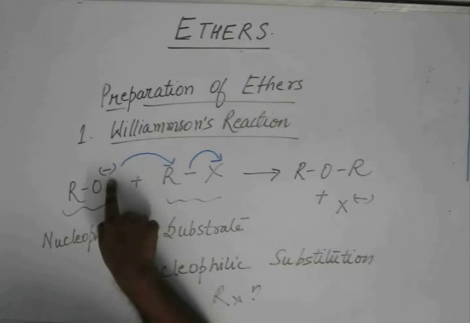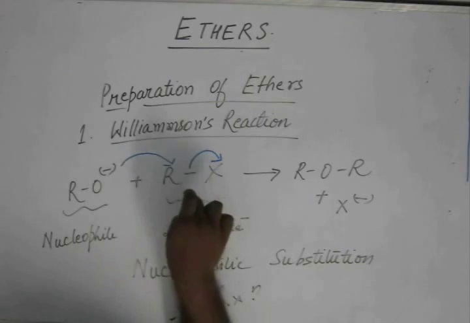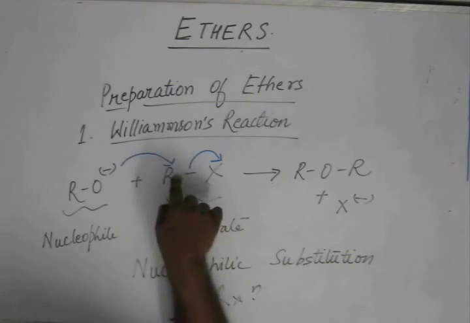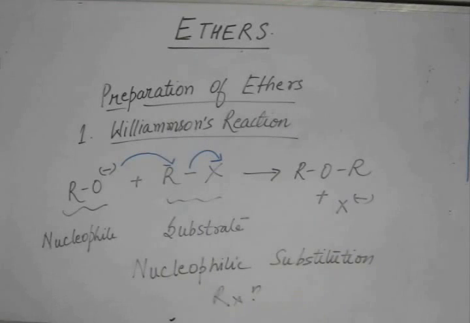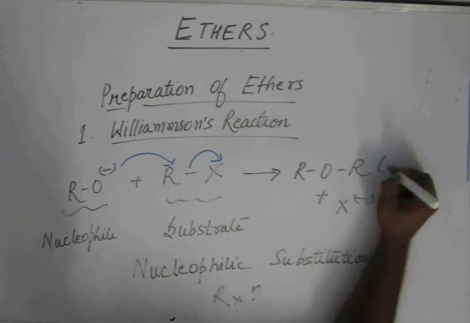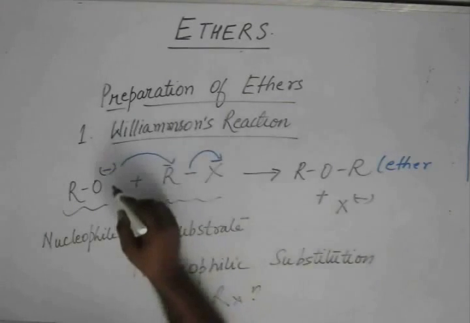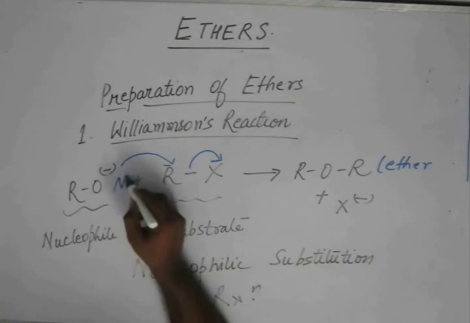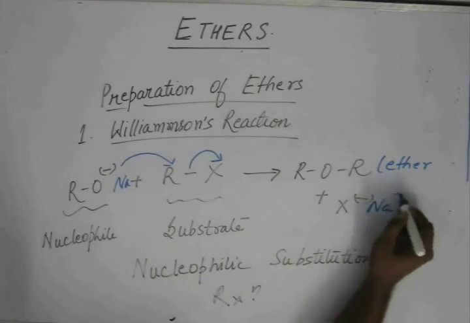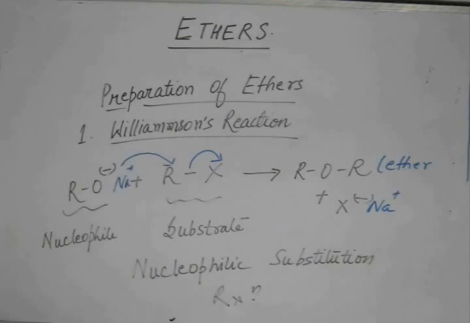Alright, so we have this nucleophile RO minus. It attacks the substrate at R. So this X minus leaves. This is what we are left with, the ether. So this X minus combines with the Na that we are left with over here. Okay. So I hope you understand this. From the previous lectures on nucleophilic substitution reaction, we can tell that this is an SN2 reaction. Okay.